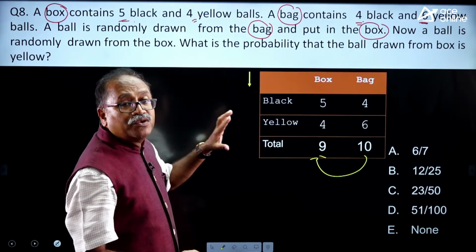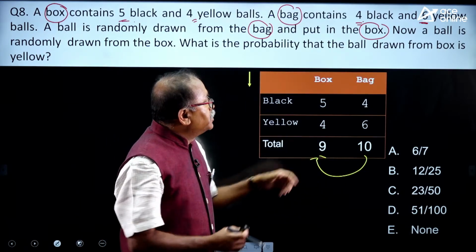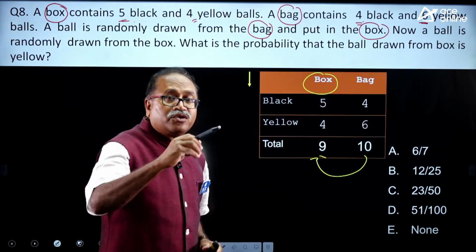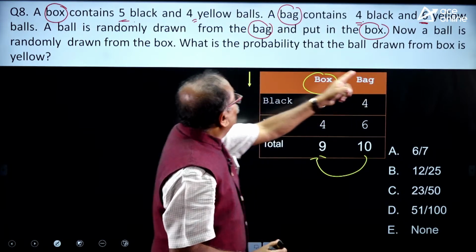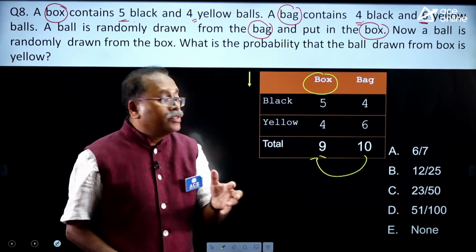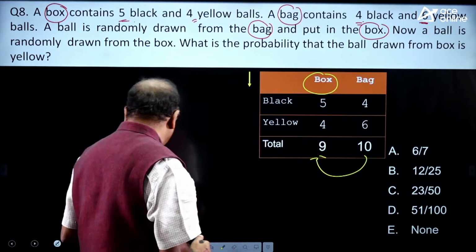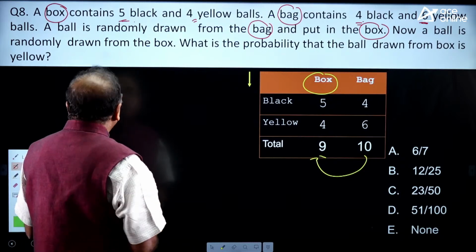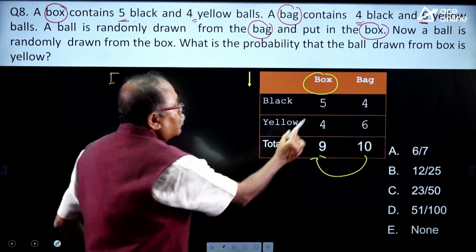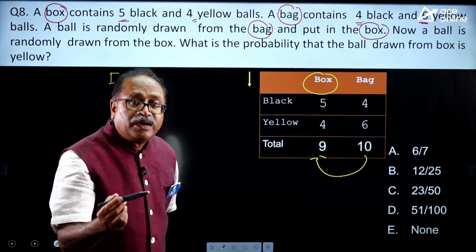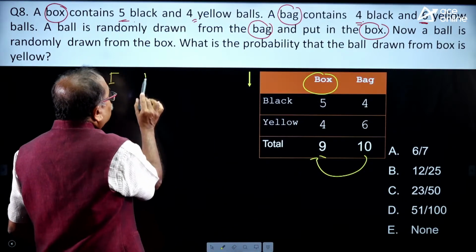After that, a ball is randomly drawn from the box. After this activity, from this box you are drawing one ball. What is the probability that the ball drawn is yellow? There are two cases. Case 1 is when you take one ball from the bag and it is possible that you get a black ball. So let's consider that.